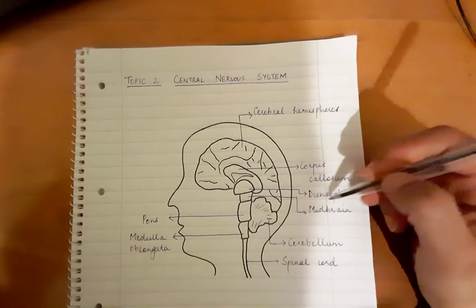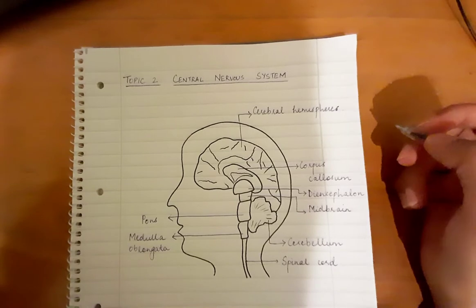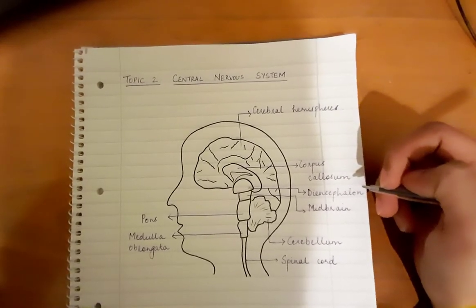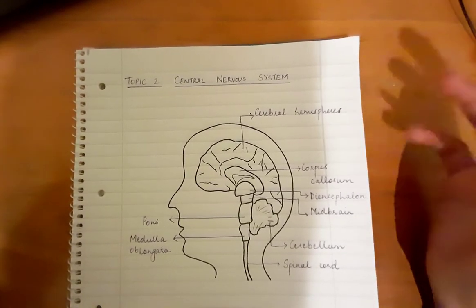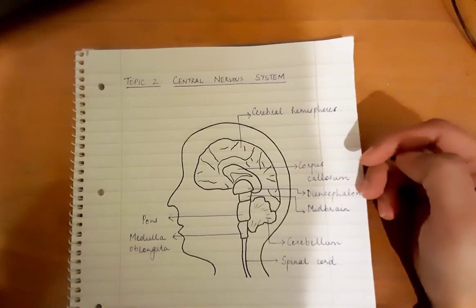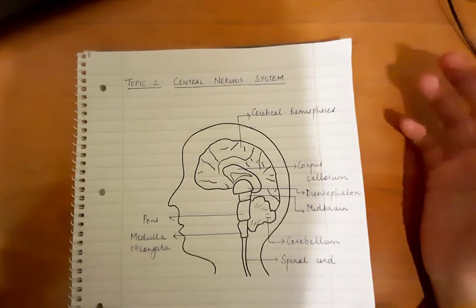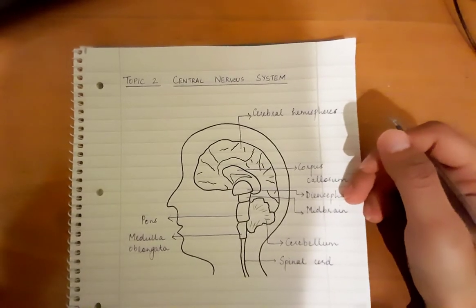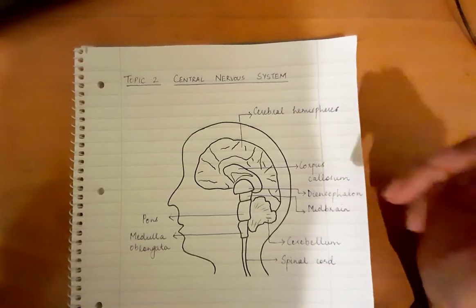And the next part is the diencephalon. The diencephalon actually consists of four different parts, out of which the two main parts that we'll talk about are the thalamus and the hypothalamus. The thalamus acts like a relay center for the brain, especially for sensory information. And the hypothalamus is involved in functions of the autonomic nervous system, of metabolism, and is also a really important part of the endocrine system.